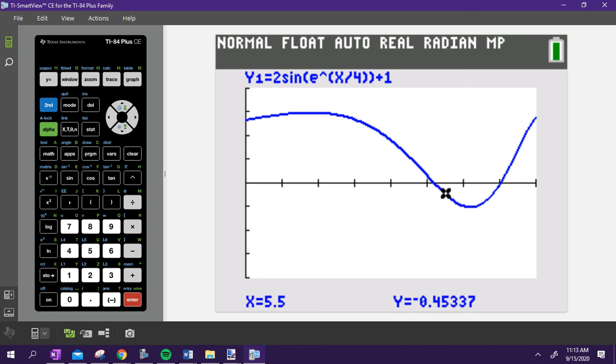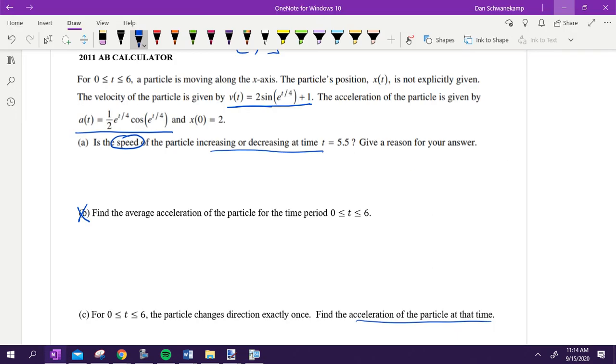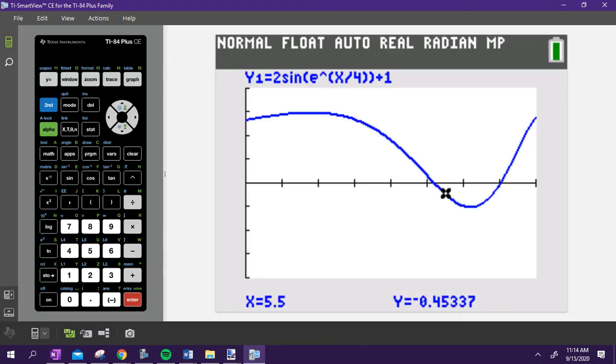At that spot, thumbs up if you think you're speeding up. Thumbs down if you think you're slowing down at 5.5. Thumbs up if you think you're speeding up. Thumbs down if we're slowing down. I'm getting a little bit of both. Okay, at 5.5, we are speeding up. We are speeding up.